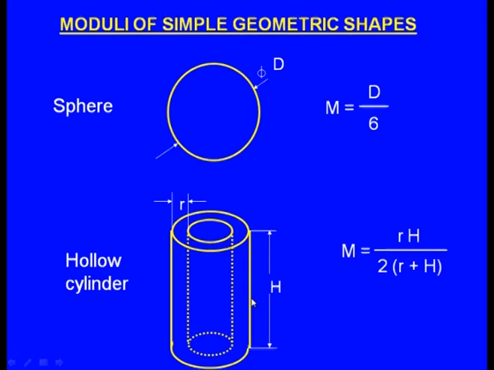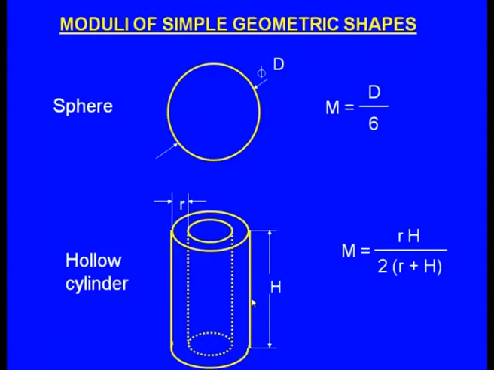Now, in such a case, what is the modulus? Yes, the same expression: modulus is equal to volume divided by surface area. If you calculate the volume and the surface area, and then the ratio of the volume to surface area, you will get this. M, the modulus, is equal to r h divided by 2 multiplied by (r plus h). So, these are the moduli of some simple geometrical shapes.